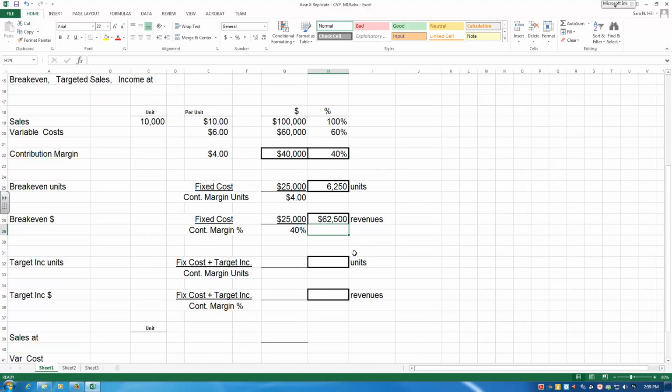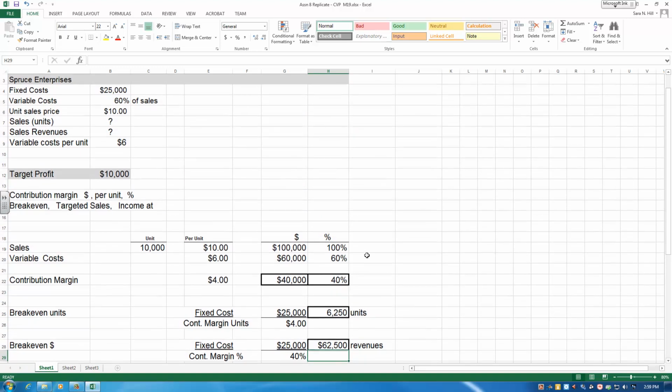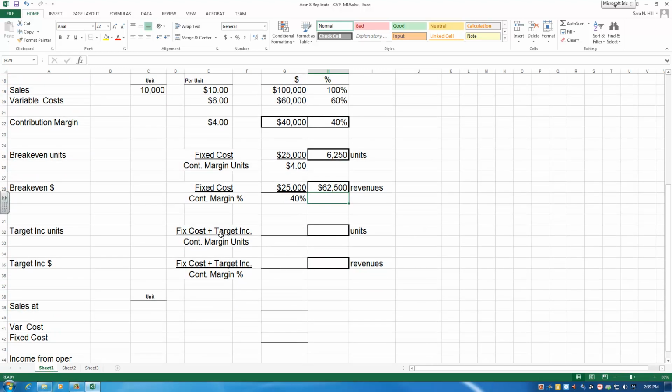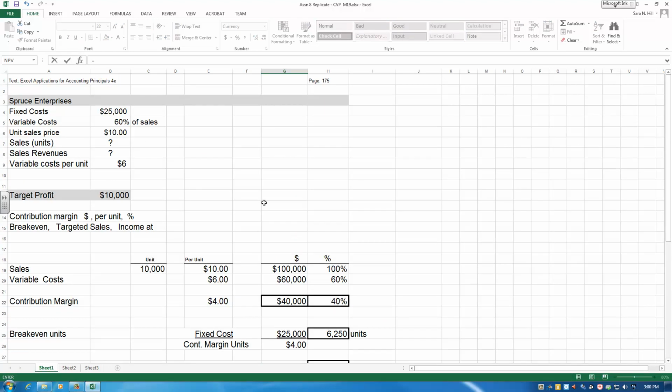Of course we want to make profits, and I think we might have neglected to mention, but the target profit that Spruce Enterprises wants to make is $10,000. So we can go ahead and actually just enter that $10,000 into the numerator here with our fixed cost and find out how many units we need to make $10,000. So let's go ahead and do that. We're going to take our $25,000 fixed cost plus our net profit target.